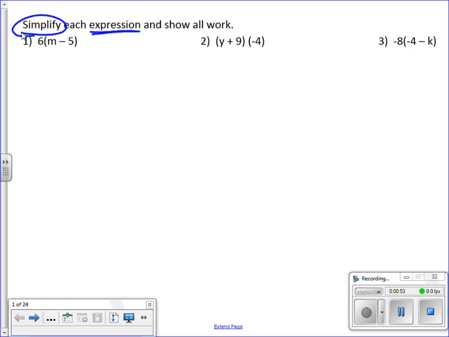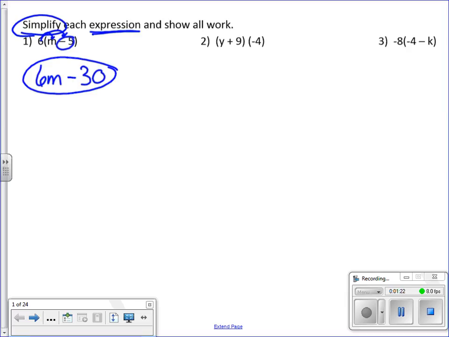I need to do 6 times m, which is going to give me 6m. And I have 6 times -5. Well, that's going to be a negative answer because a positive times a negative is a negative. And 5 times 6 is 30. So this here is my final answer for that because that is as simple as it gets. I can't subtract the 6m and the 30 because there's a variable involved. So that's as simple as it gets.